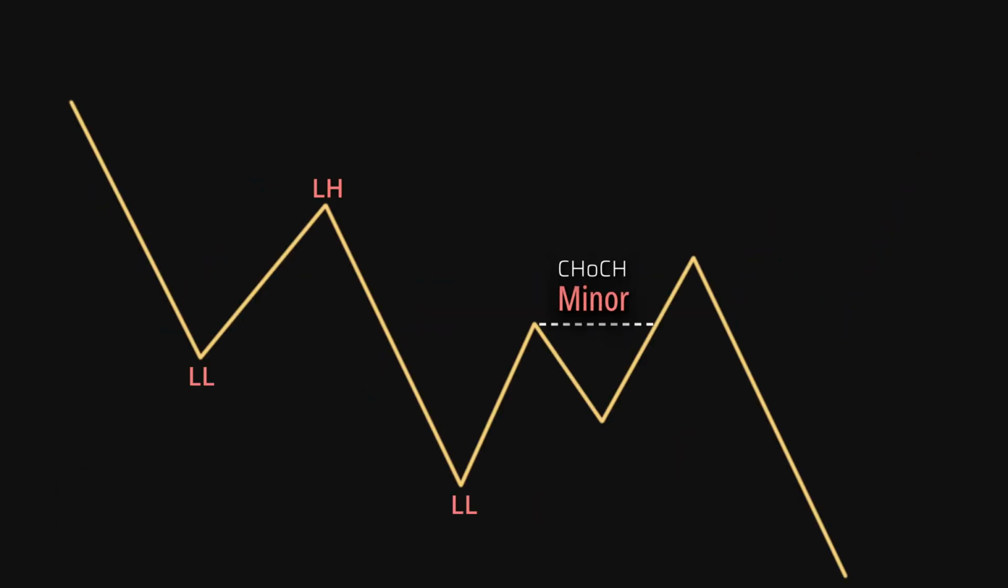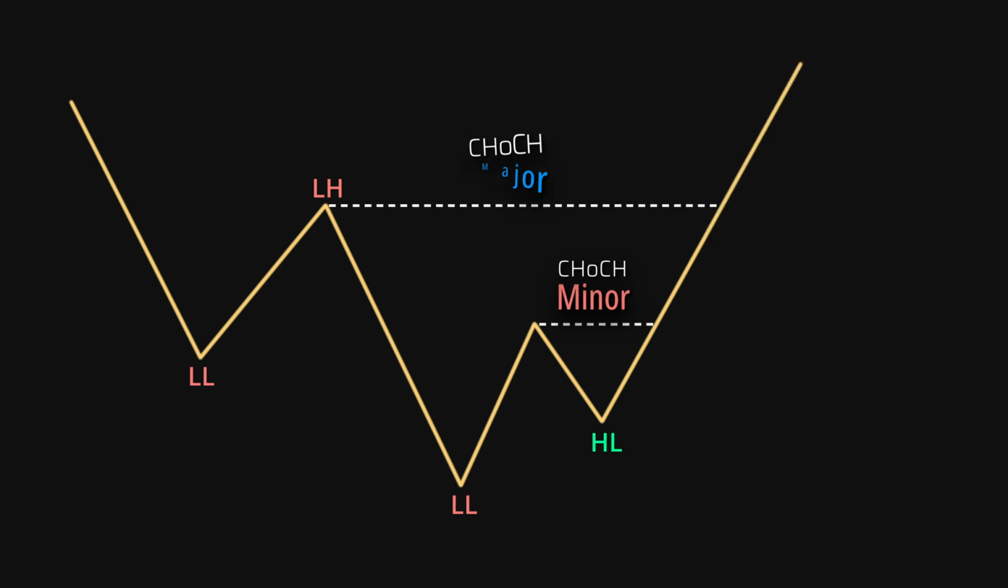Minor versus major change of character. Minor, when price breaks internal structural levels during normal retracement phases. This is standard market behavior and does not indicate trend reversal. Major, when price violates the external structural boundaries that define the current trend. This suggests institutional positioning has shifted.